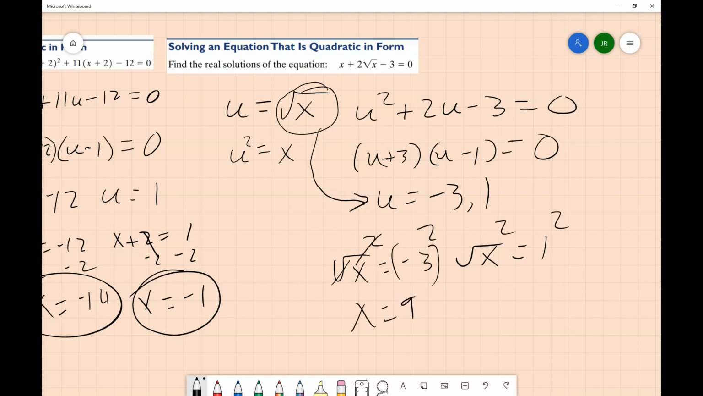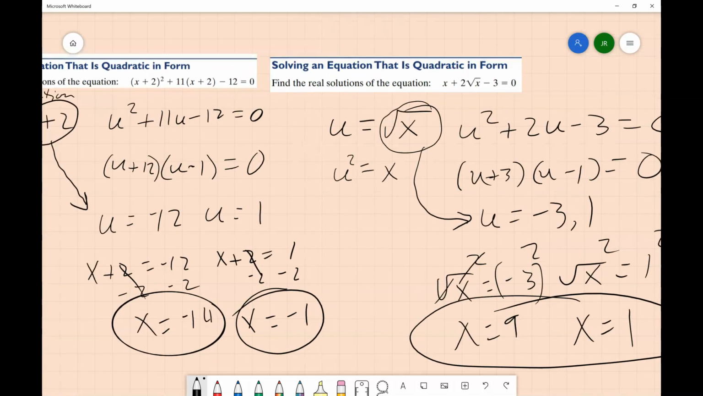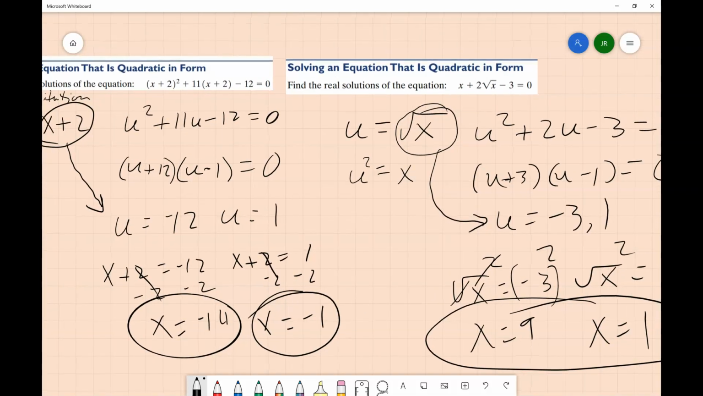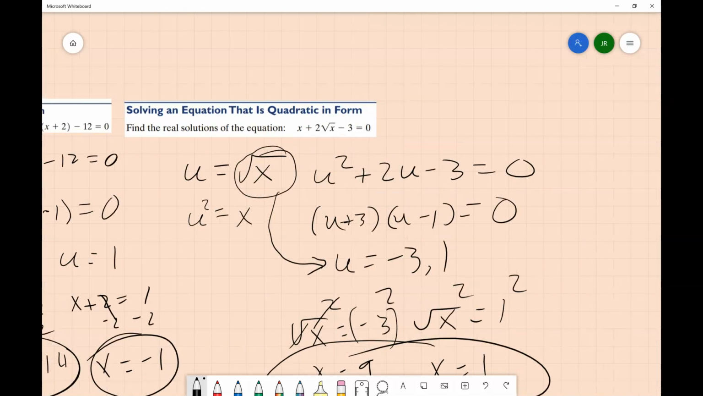Square both sides here. We get x equals 1. So 9 and 1 appear to be the answers. But since there are radicals involved here, I do need to check this one. I need to plug them back into the original equation. Notice I didn't have to do that in the previous example because there were no radicals involved there. So I didn't even have to do it. But let's plug it back in to see if it works.